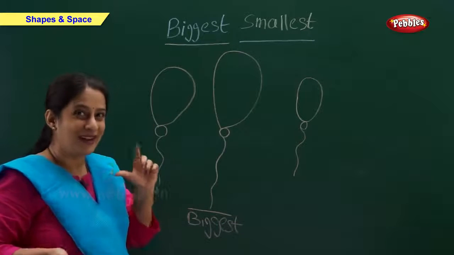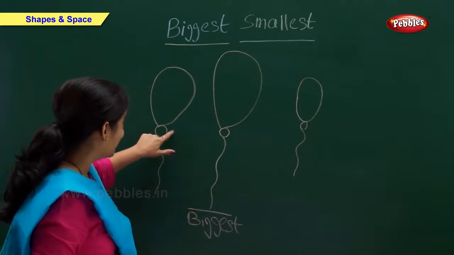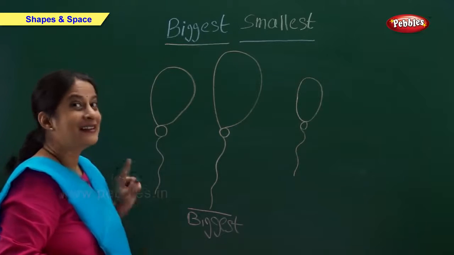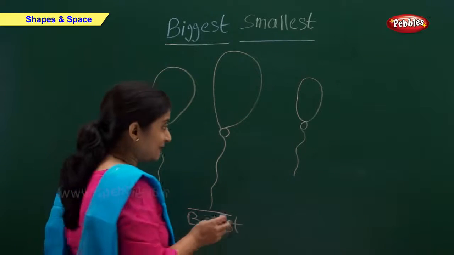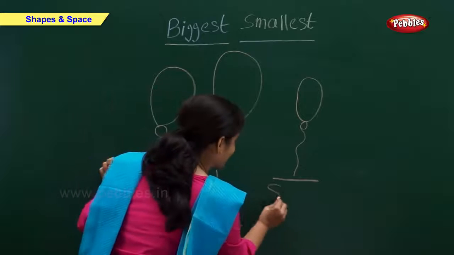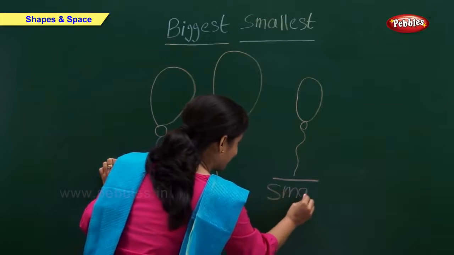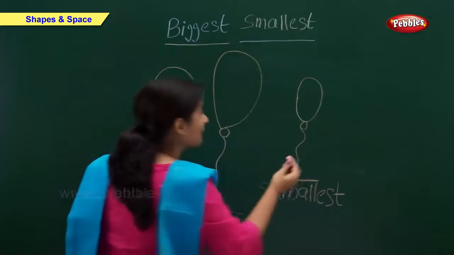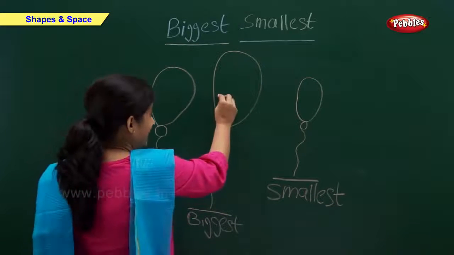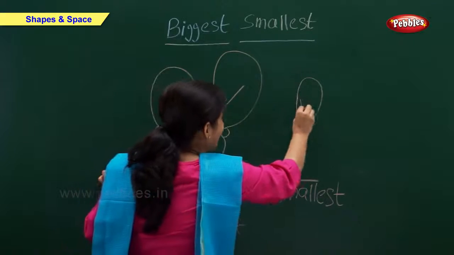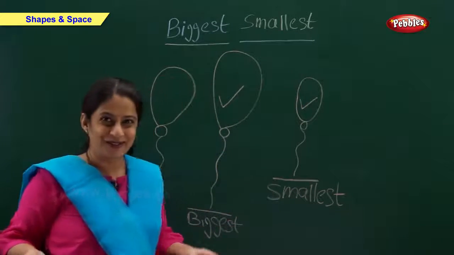And which is the smallest one? Is this the smallest one? Or this? Right. The last balloon is the smallest one. So, this is our biggest balloon and this is the smallest balloon.